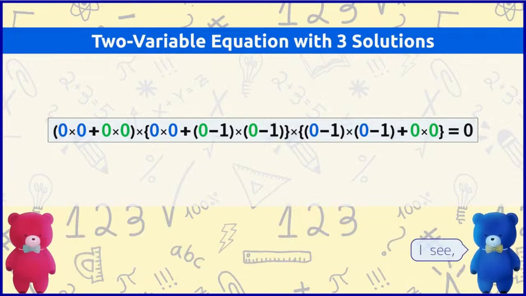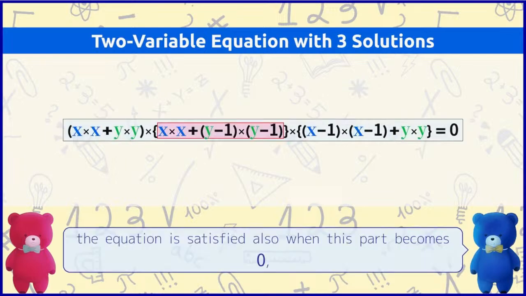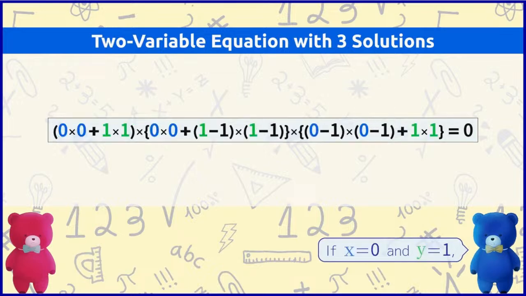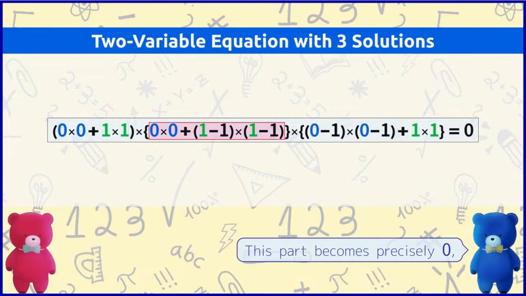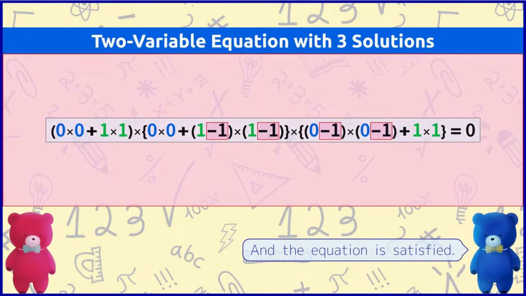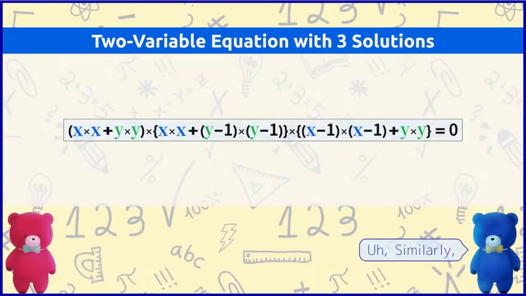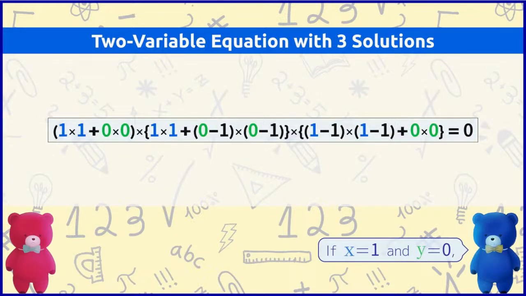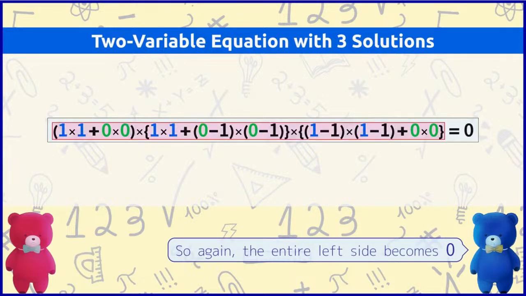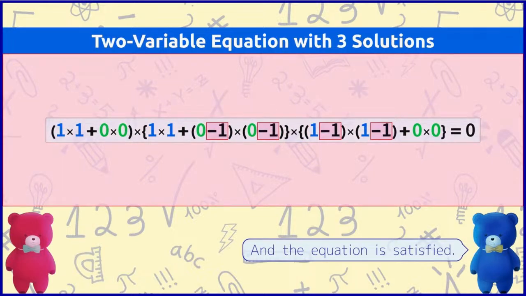I see. The equation is satisfied also when this part becomes 0. So I got it. If x equals 0 and y equals 1, this part becomes precisely 0. So just like before, the entire left side becomes 0, and the equation is satisfied. Similarly, if x equals 1 and y equals 0, this part becomes precisely 0. So again, the entire left side becomes 0, and the equation is satisfied.